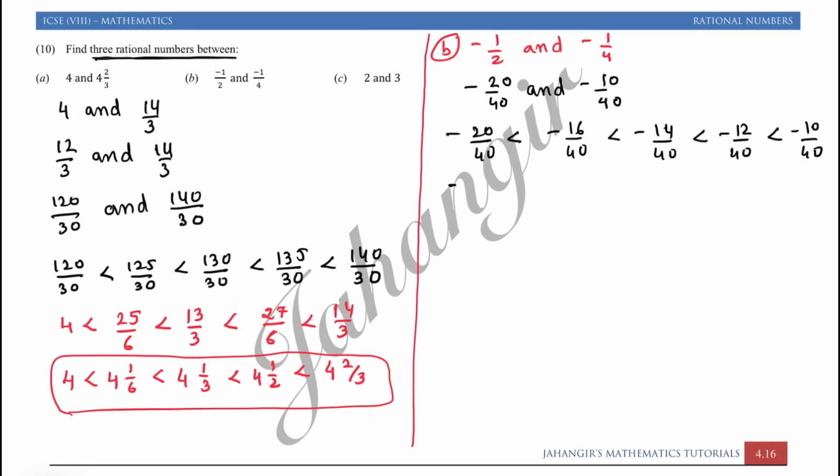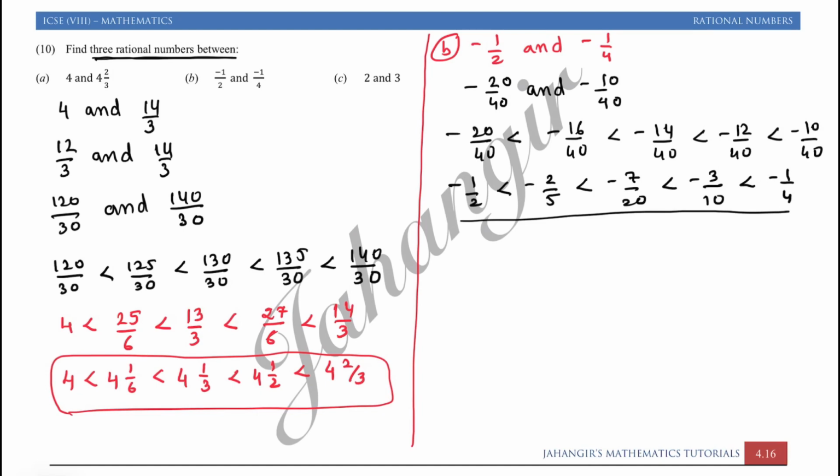Now convert into the simplest form. Minus 1 by 2 less than, 4 fours are 16, 4 tens are 40, 8 twos are 16, minus 2 by 5, minus 7 by 20, 4 threes are 12, minus 3 by 10 and minus 1 by 4. This is the final answer, and three rational numbers are in between minus 1 by 2 and minus 1 by 4. You can put any values like minus 17, minus 18, minus 15, minus 13. You can put any value in between minus 20 to minus 10.